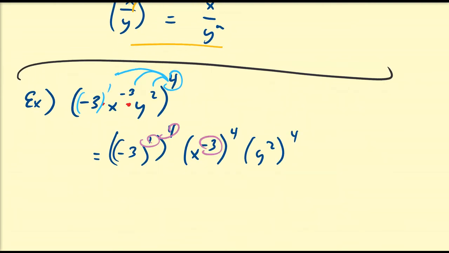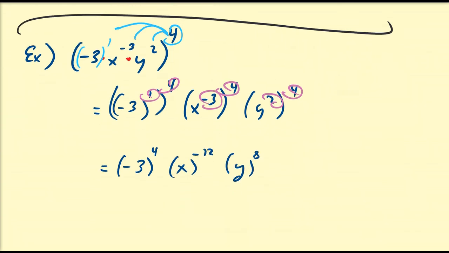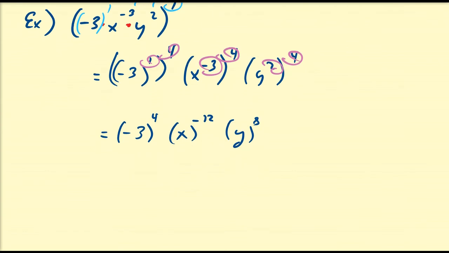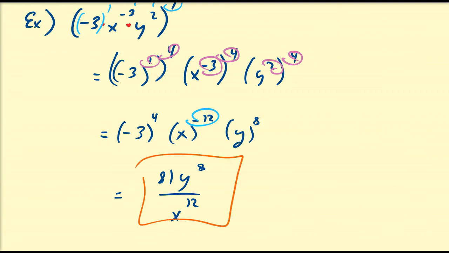So power to a power we multiply. So this is just going to be equal to -3 to the power of 4, x to the power of -12, and then y to the power of 8. So -3 to the 4th is going to be 81. Then we have y to the 8th. And since this is negative, I'm going to reciprocate that and put that on the bottom. So this is going to be my final answer, using positive exponents only, which a lot of people prefer.